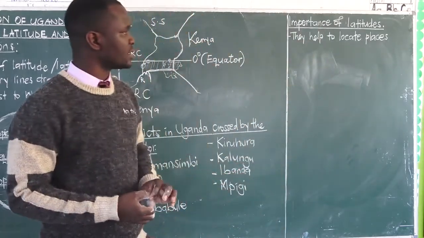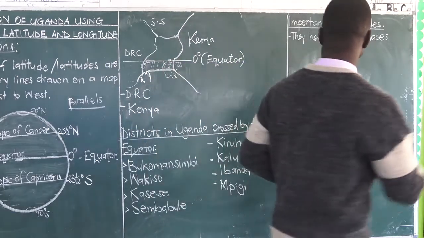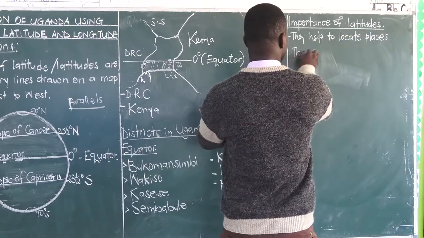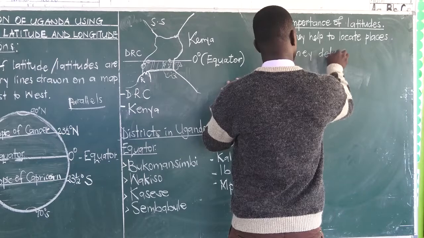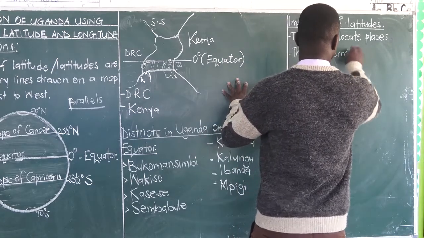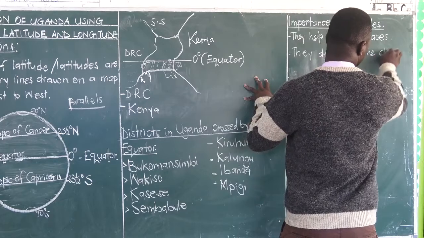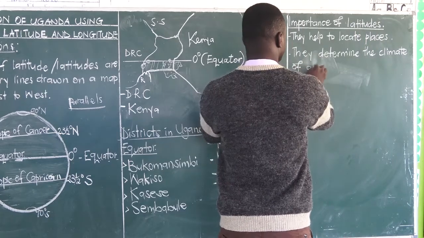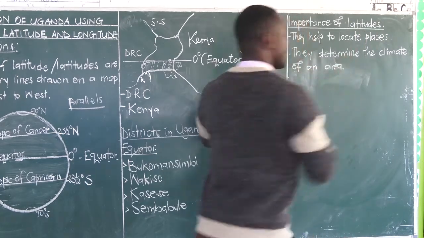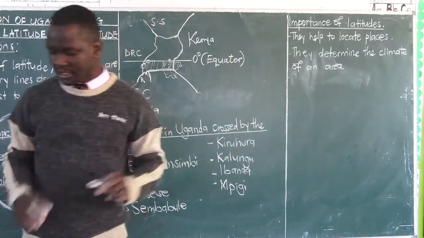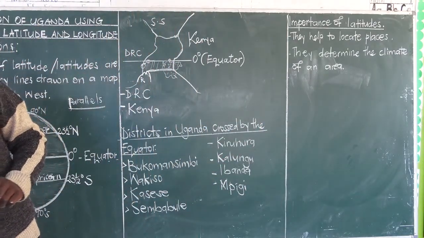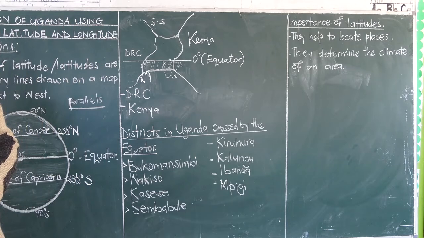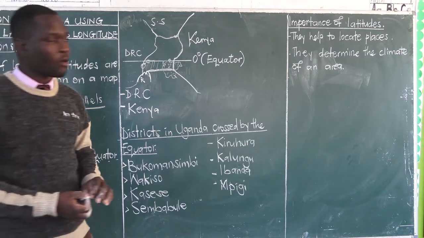Then the second importance of these lines of latitude, apart from helping to locate places, is that these lines help to determine the climate of an area. When we are determining the climate, we determine the climate according to the latitude.